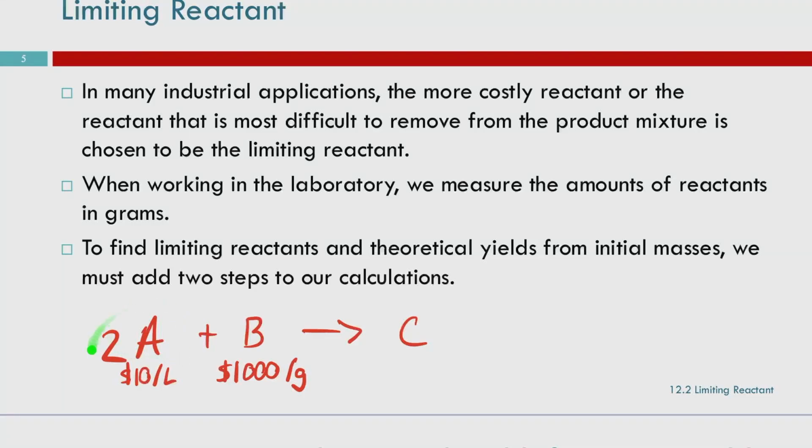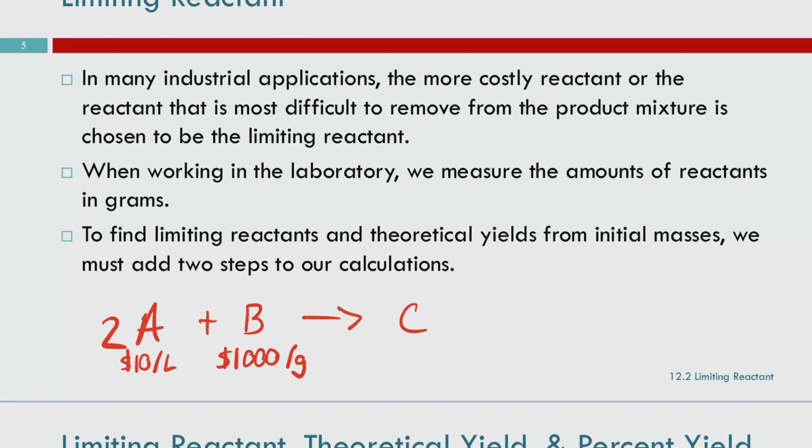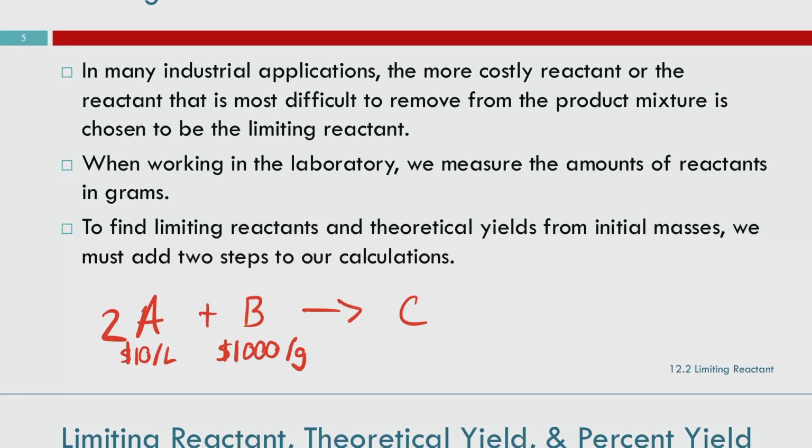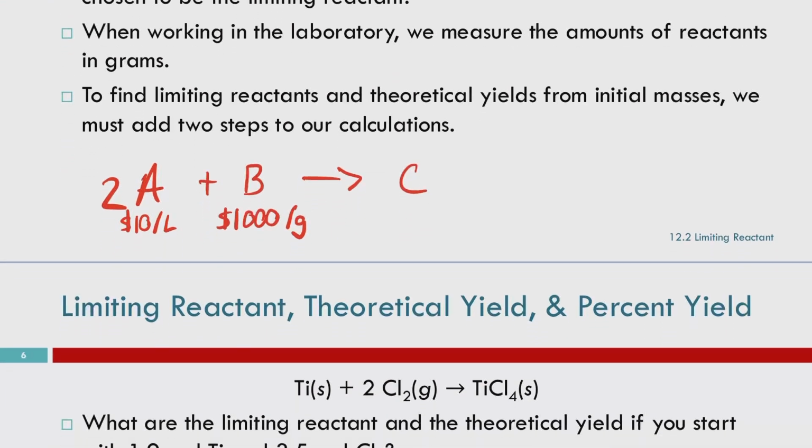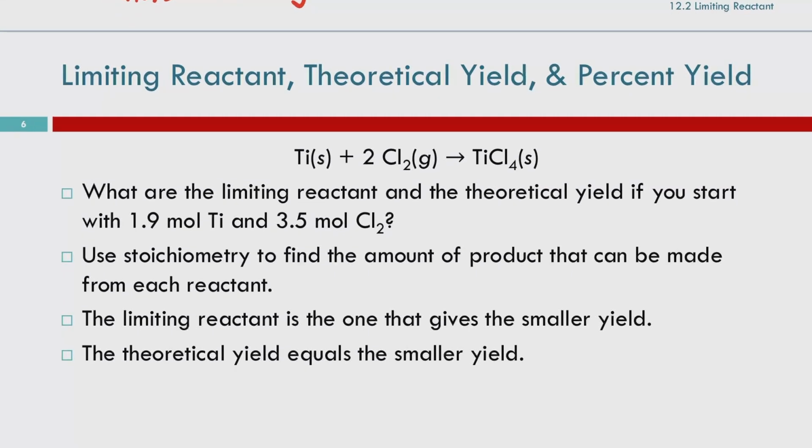That way we've got plenty of A around. Any of the B that's in there will react, and we're getting our money's worth out of our $1,000 a gram chemical. This is why this might be important, or it might just be hard to remove one of them. So in the lab, we'll measure out our amounts, and if we want to find limiting reactant and theoretical yields, we get to add 2 steps on top of that basic stoichiometry that we were doing earlier. A lot of this should feel like review.